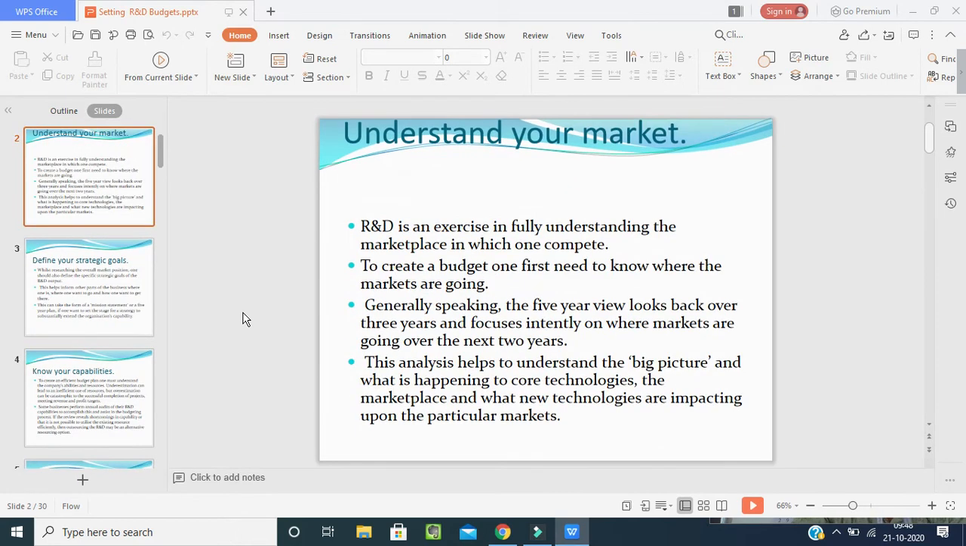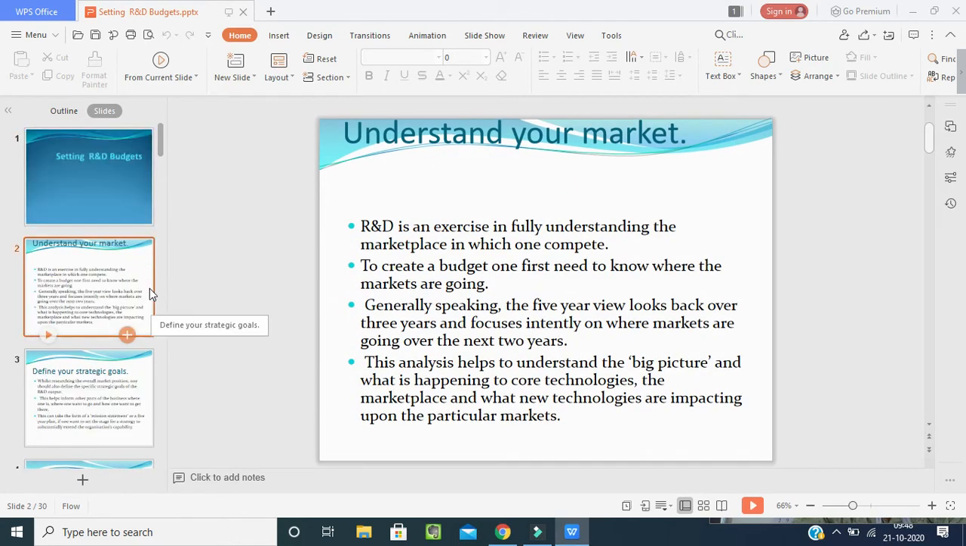So, how we are going to set? Setting our budgets in different forms. First one, before going to set our budget, we have to understand the market, how the market is there of our product, and how we have to adjust or set our R&D budget.